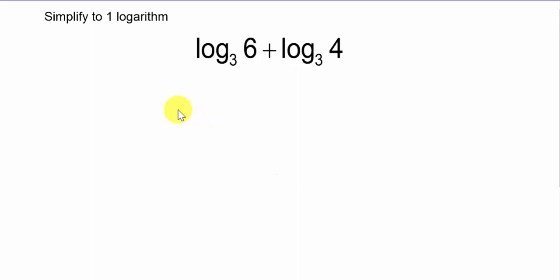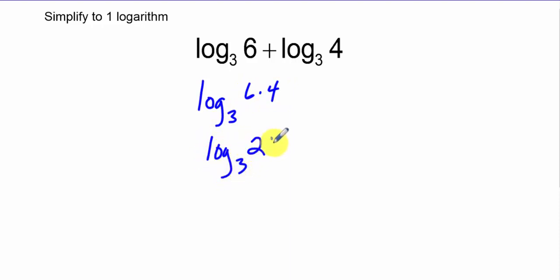One of the types of problems we'll do is simplifying an expanded logarithm to a singular logarithm. So we notice right off that this is a sum of two logs, which equates to the log of the product of the two numbers, which is the log base 3 of 24. Do a couple more of those.